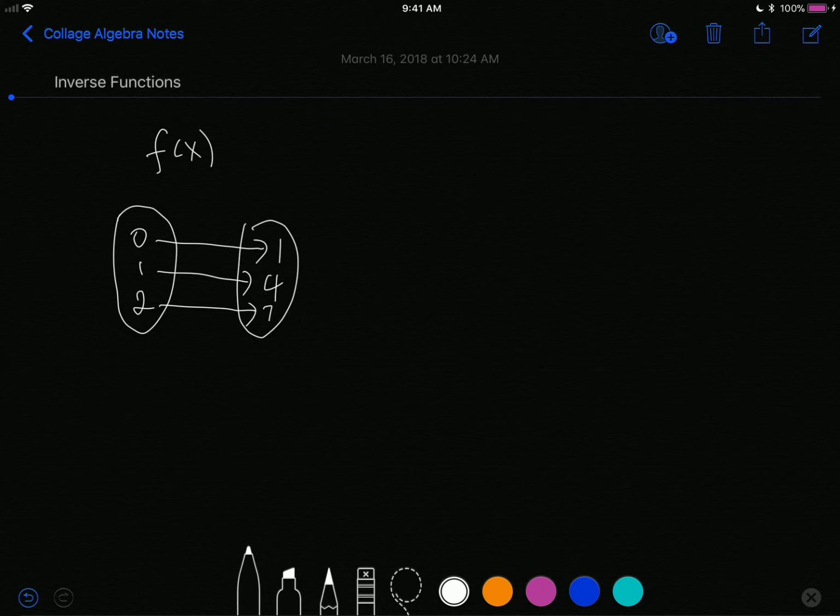The initial set of values that we use, we call those numbers the domain. The resulting numbers we get, we call the range. Now, I don't know why they're called domain and range, but domain are your inputs, your range are your outputs.